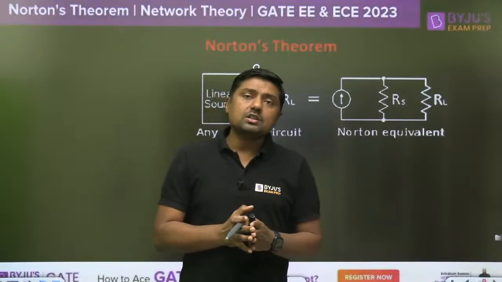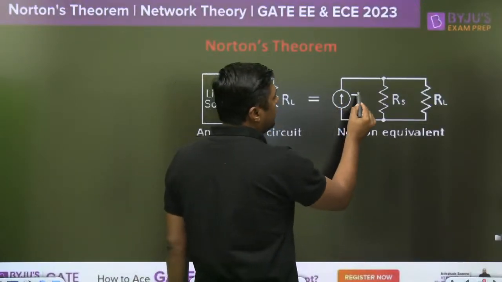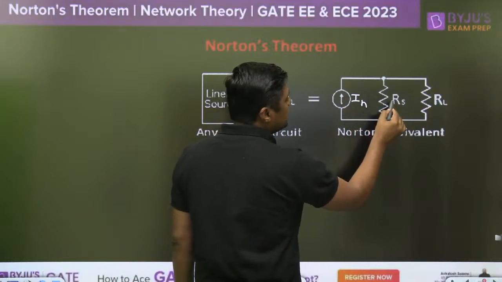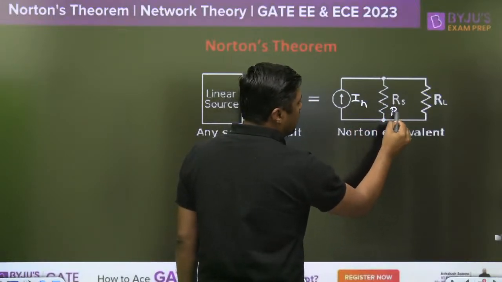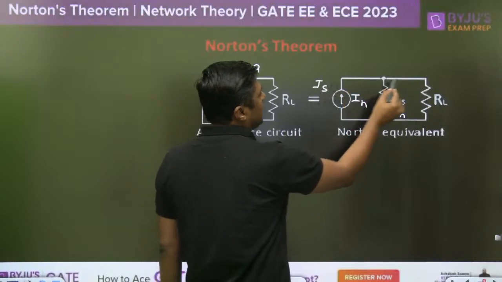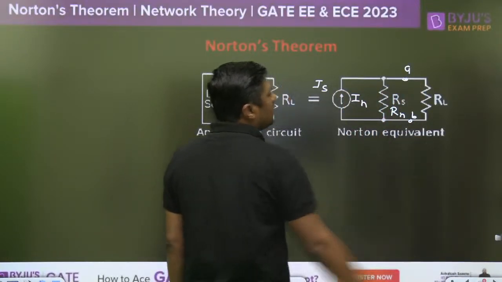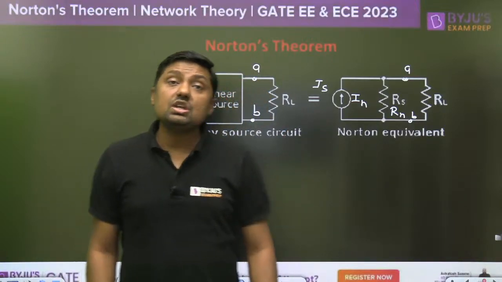We can convert this linear network into a single current source, that is called IN, Norton's current, and a single resistance, that is known as RS or RN, Norton's resistance. This is also known as IS, across A and B. This is the terminal A and B. That is called Norton's equivalent.